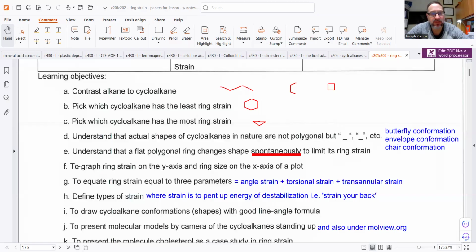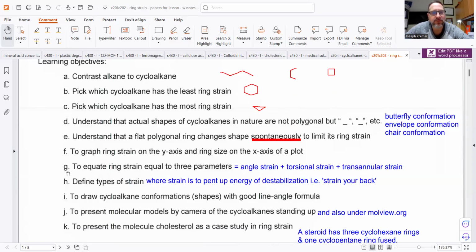So that's ring strain. The formula of ring strain, equal to pent up energy in a ring, is equal to angle strain. What's that? Plus torsional strain. What's that? Plus transannular strain. What's that? Definitions upcoming. Define strain.